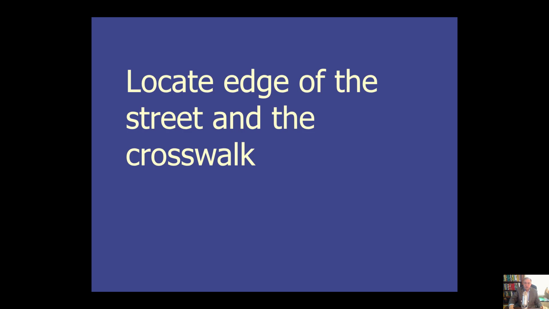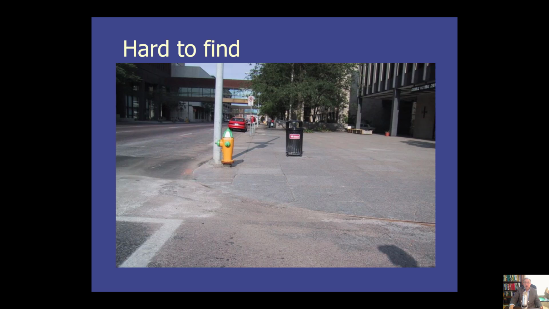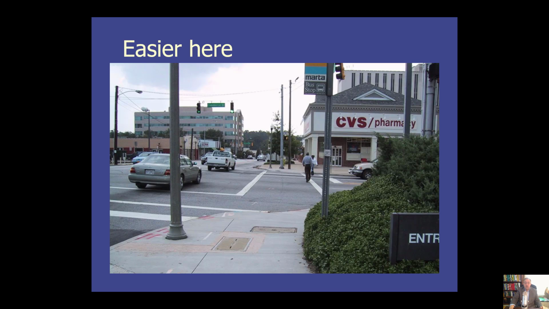So locating the edge of the street and finding the crosswalk may be very difficult. This is an example of something that's hard to find. It's blended, there are no truncated dome tiles. Somebody with low vision may be able to see the lines, but depending on where they're crossing, the lines may not even be visible. Here's an easier one. It has truncated dome tiles, and the lines are clearly visible.